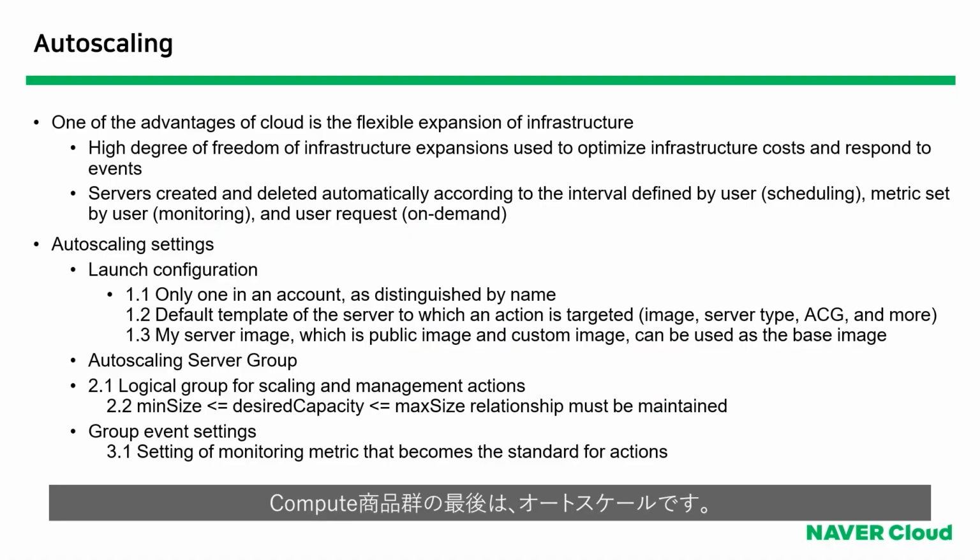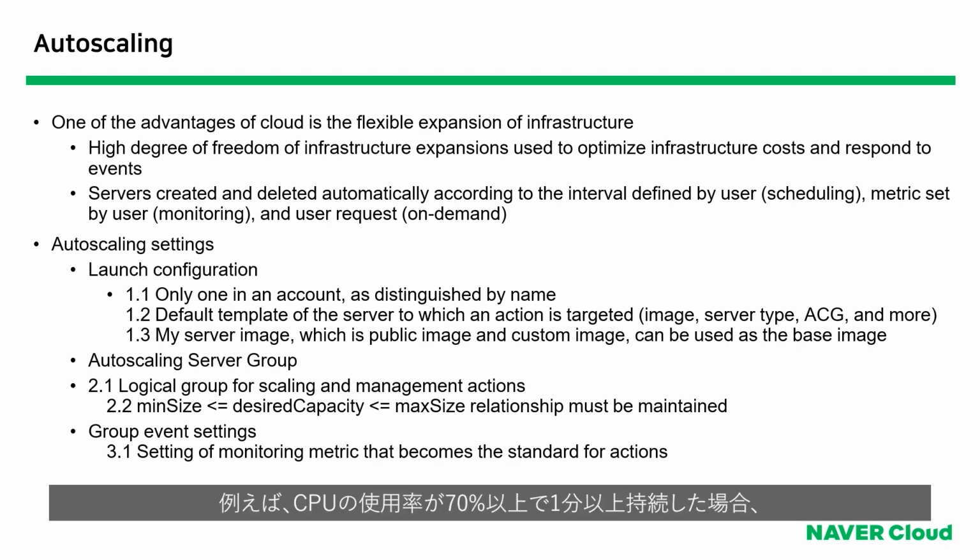The last service of the compute product group is auto-scaling. Auto-scaling is a service that enables flexible infrastructure expansion and reduction. The auto-scaling feature of NAVER Cloud Platform operates as follows: 1. Scheduling, 2. Monitoring, 3. On demand based. For example, the scheduling based is a method of setting the server to be expanded and reduced on a set schedule, and the monitoring based operates based on a threshold set by the user.